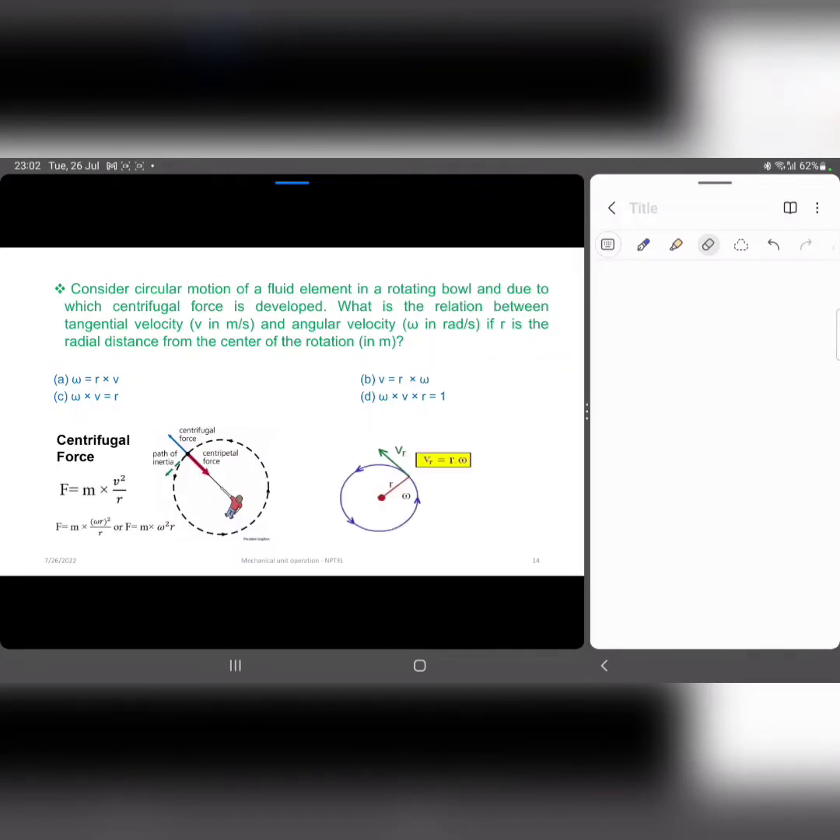Now here, as we understand from this figure also, whenever we are using any kind of centrifugal motion, if this is the path of the motion and you consider any particular point, then the radius of this point from the center is r. And then if we take the tangential velocity, which is known as V_r, at the end, this is what we know as omega.